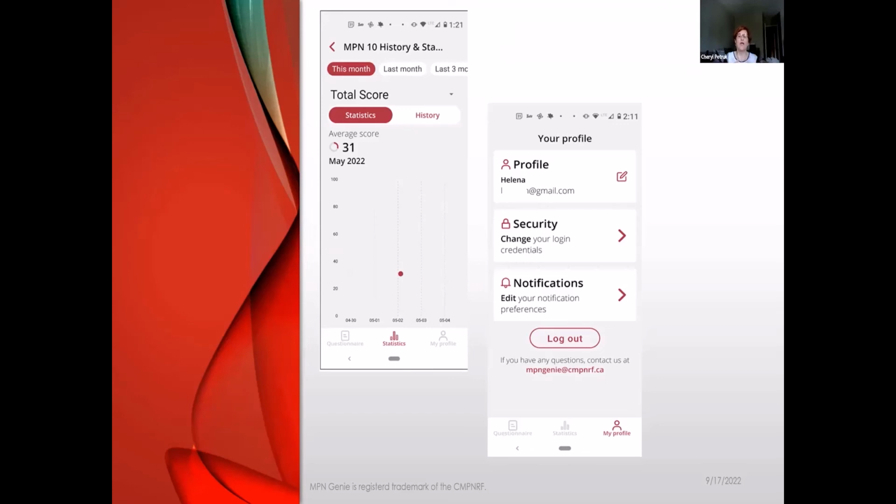It gives you your name. It will give you your email address that you've signed up with. It gives you the opportunity to change your login credentials should you want to. And it also gives you the opportunity to put in your notification preferences, because the app will tell you when you need to fill it out the next time. It will come up, saying, hello, Helena, you need to fill out your app this week, or thank you for filling out your app this week, Helena.